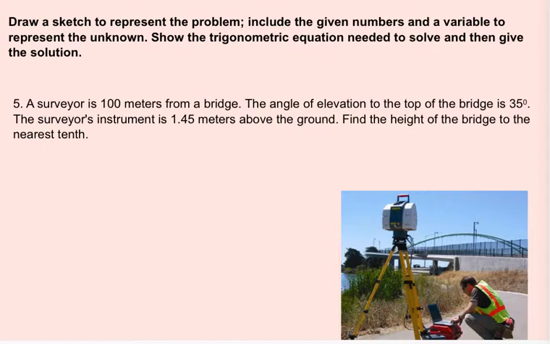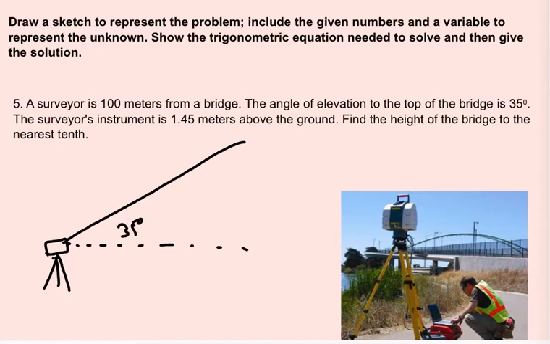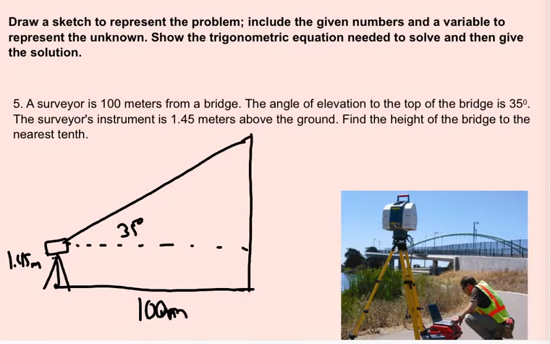So here's kind of the deal. They've got the little tripod thing with the little camera thing, and that is looking up at an angle. So if this was straight out, that's looking up at an angle of 35 degrees. Now this instrument is 1.45 meters above the ground, and the bridge is 100 meters away, right here. They want to know how tall the bridge is. Okay, that's fine.